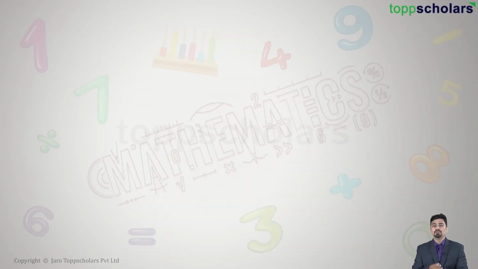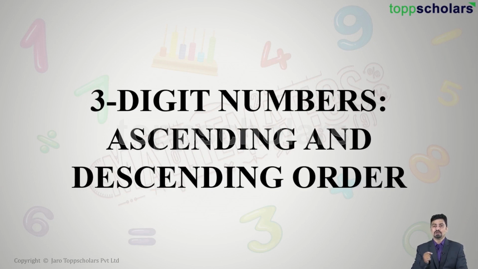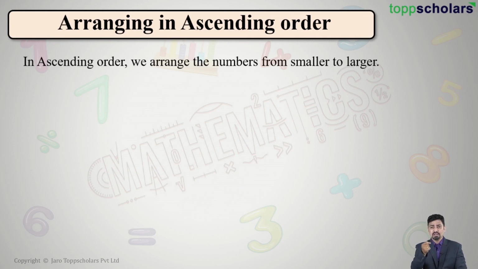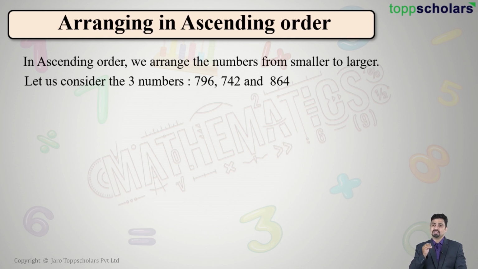Today we are going to learn about 3-digit numbers and to arrange them in ascending and descending order. Let us first see how to arrange 3-digit numbers in ascending order. So, ascending order means we arrange the numbers from smaller to larger, correct? So, let us take an example.